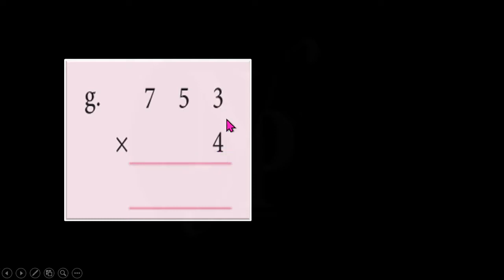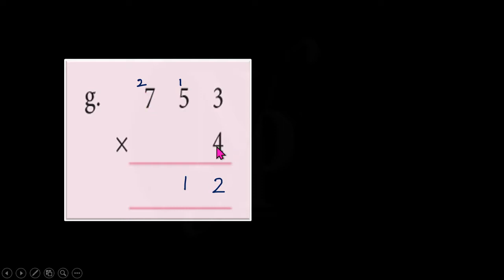So 4 3s are 12. We write 2 in one's place. 1 tens is carried forward to tens place. 4 5s are 20. 20 plus 1 is 21. We write 1 in tens place and 2 is carried forward to hundreds place, 2 hundreds, because we are regrouping 21 tens as 1 hundred and 2 tens.